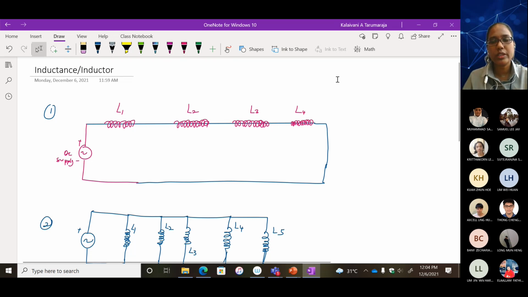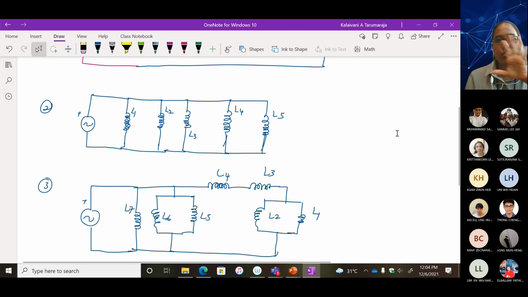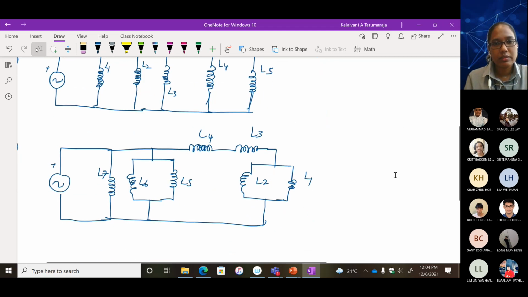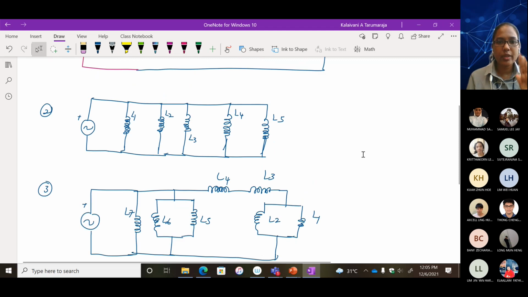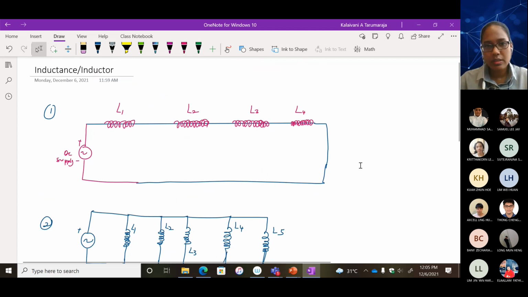Everyone have a look on my screen right now. You have 3 figures. The first one, you have 1 figure. The second one, you have 1 more figure. I hope you can see. And the third one, you have 1 more figure. So I'm going to call one of you right now.